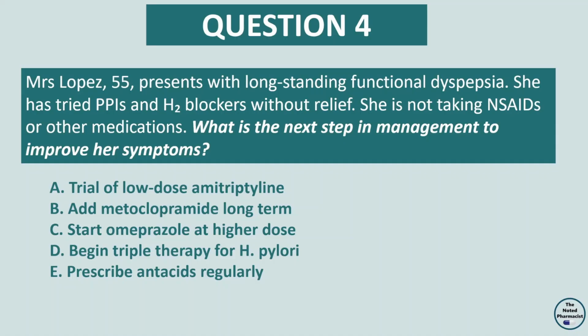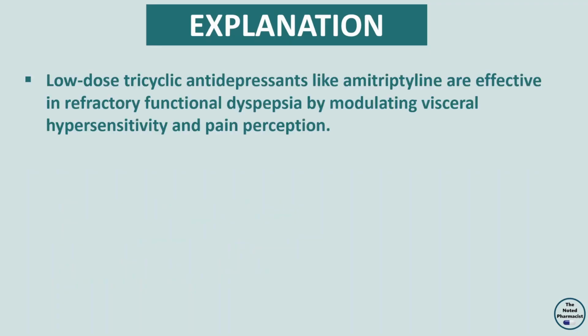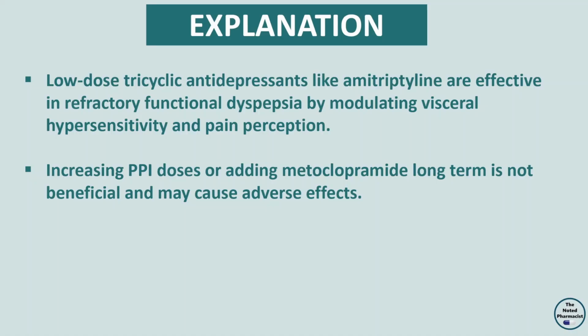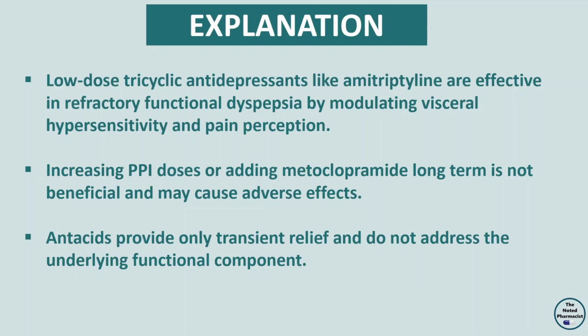The correct answer is option A, trial of low-dose amitriptyline. The reason is that low-dose tricyclic antidepressants like amitriptyline are effective in refractory functional dyspepsia by modulating visceral hypersensitivity and pain perception. Increasing PPI doses or adding metoclopramide long-term is not beneficial and may cause adverse effects. Antacids provide only transient relief and do not address the underlying functional component.